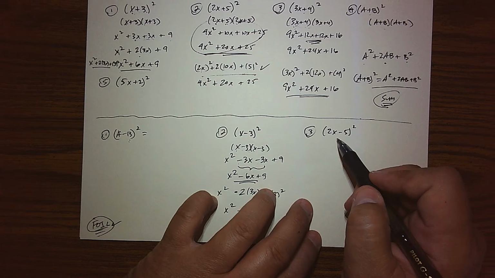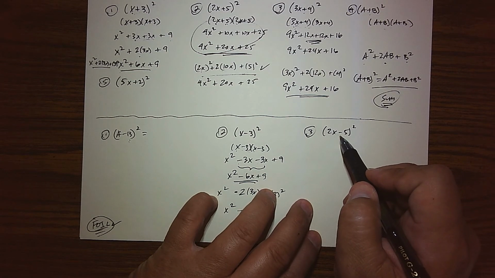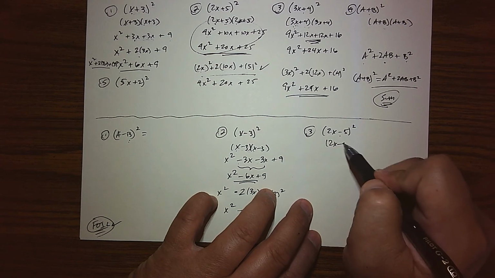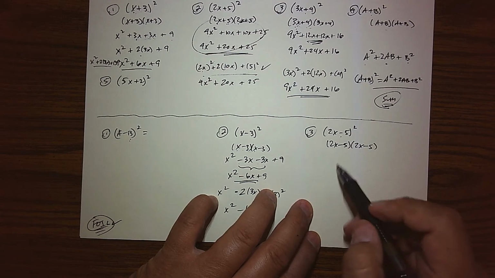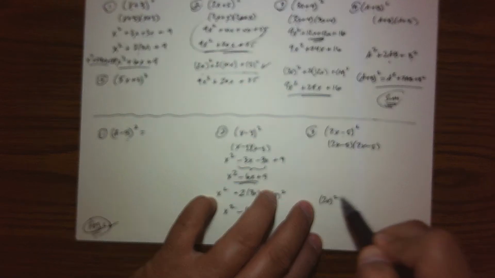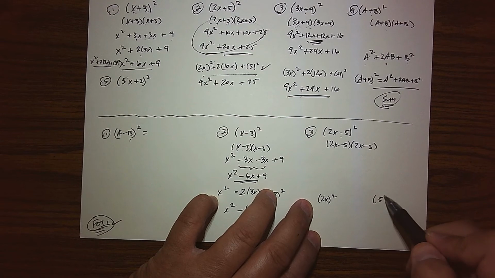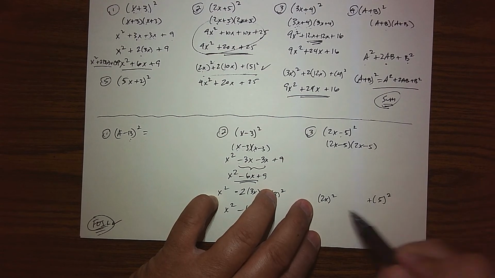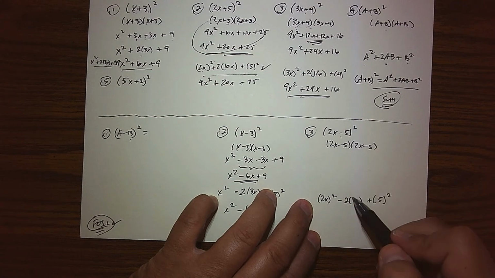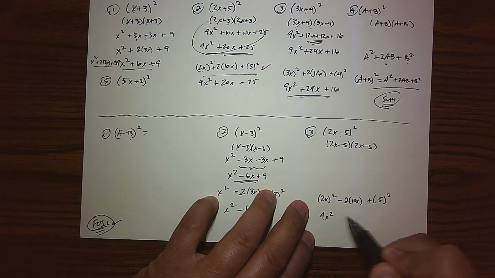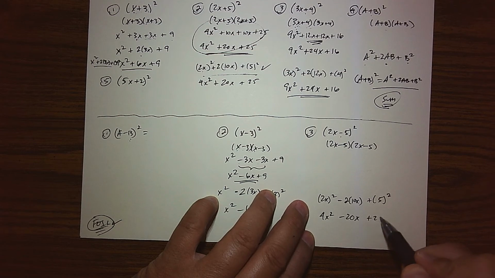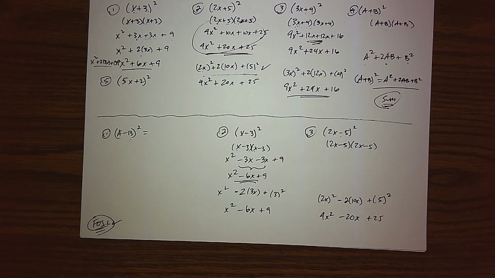Okay? Again, if I establish the pattern, I see a difference. We're talking literally 2x minus 5 times 2x minus 5. So we're going to take the first term and we're going to square it. We're going to take the second term and we're going to square it. And then we're going to subtract twice their product. Well, 2x and 5 is 10x. So if I use the pattern, I'm getting an answer of 4x squared minus 20x plus 25.